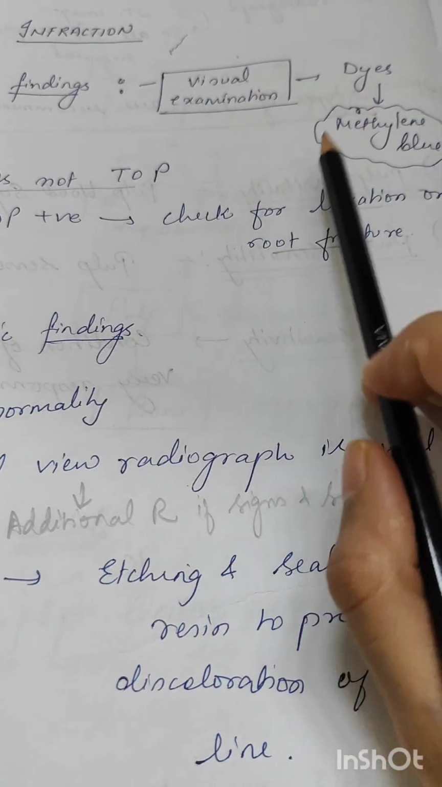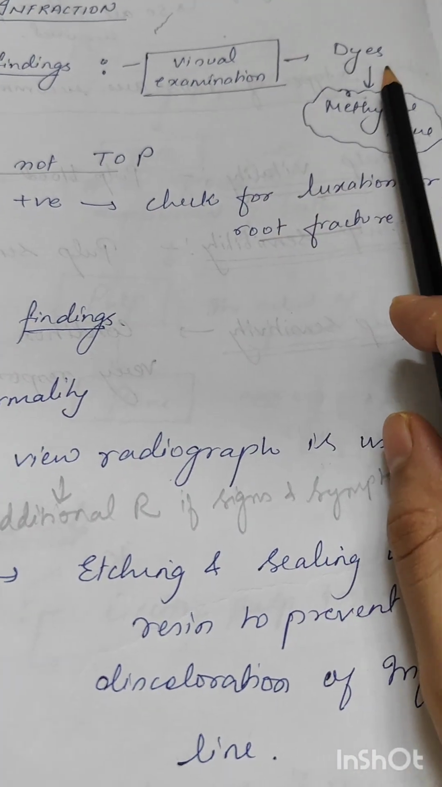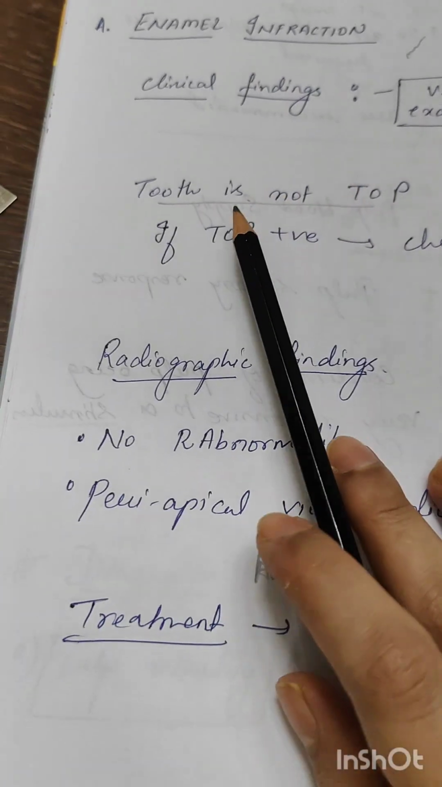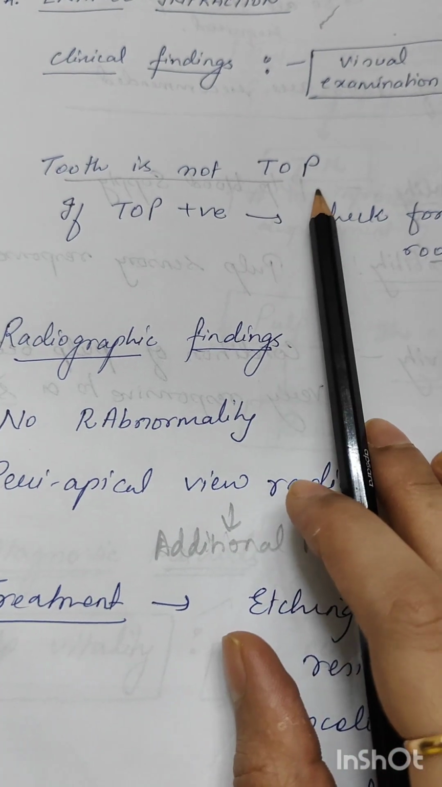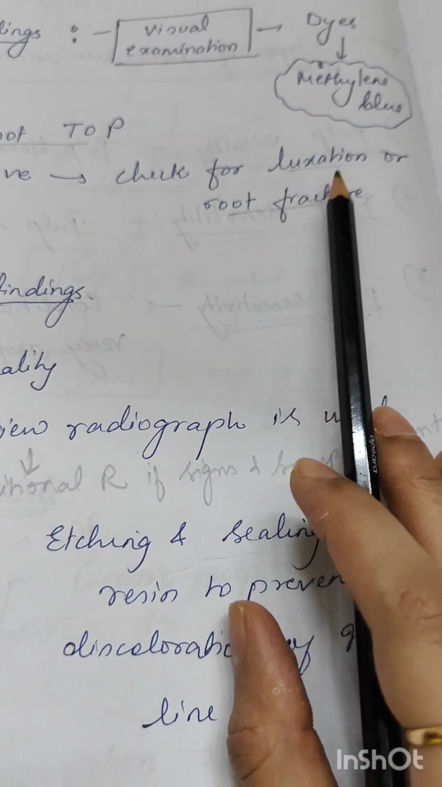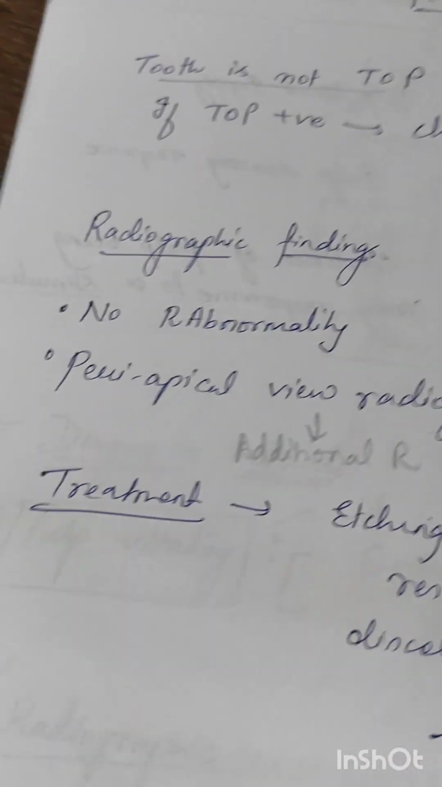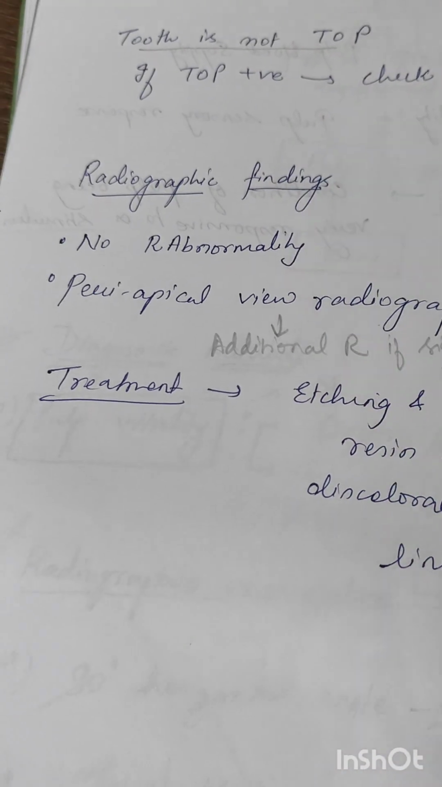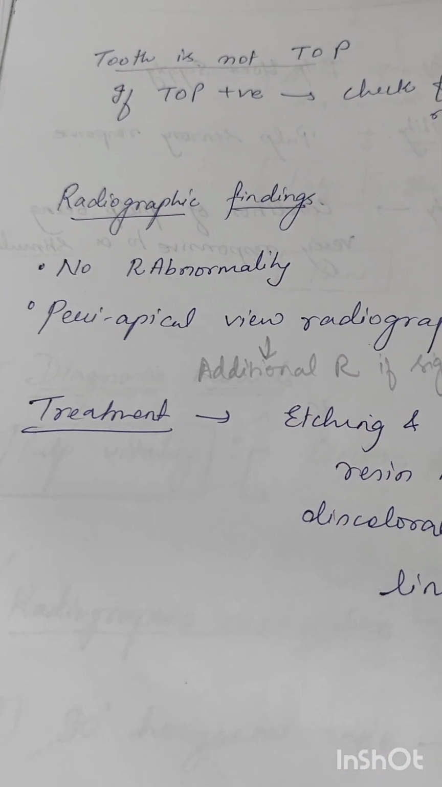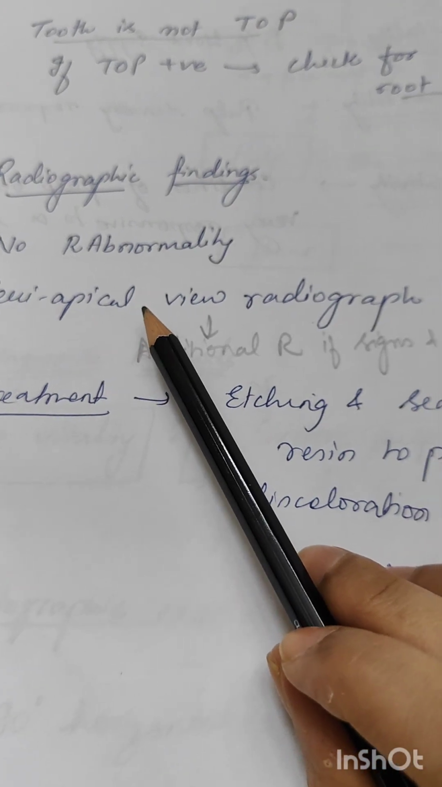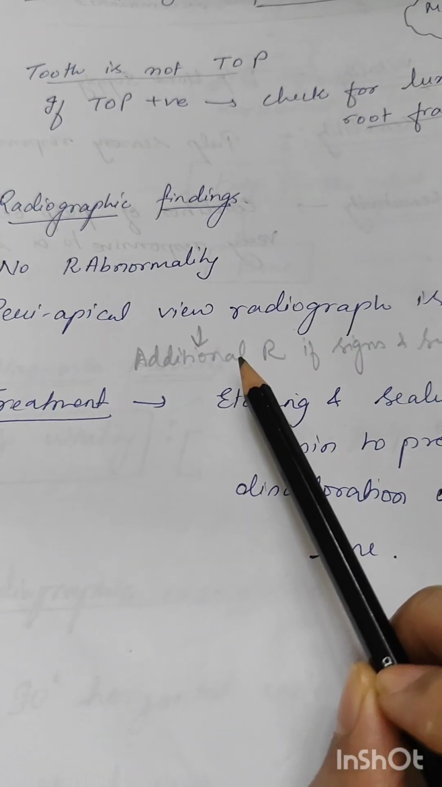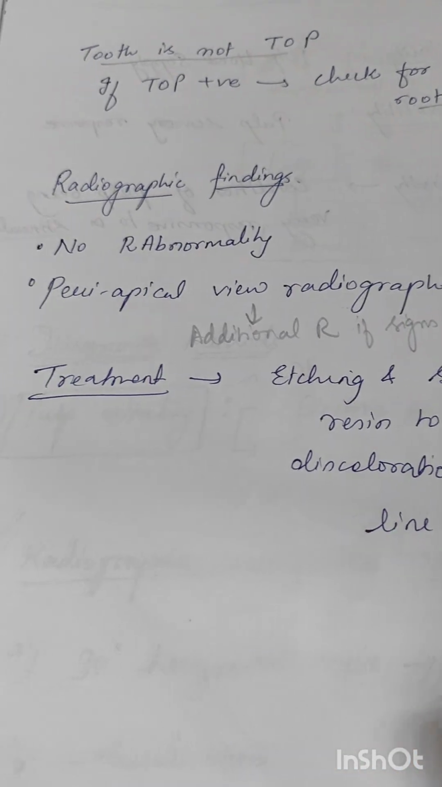Clinical findings, visual examination. If you want to, you can use dyes like methylene blue. The tooth is not tender on percussion. If tender on percussion, check for luxation or root fracture. What are the radiographic findings? No radiographic abnormality is usually seen. If a periapical view radiograph is used, take additional radiographs if signs and symptoms are present.